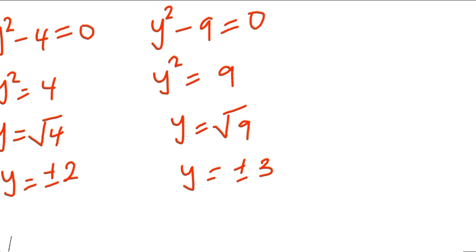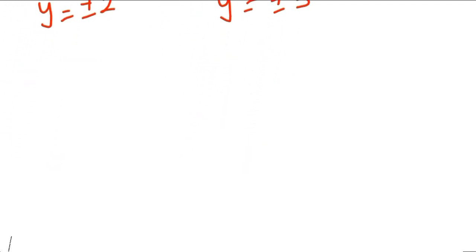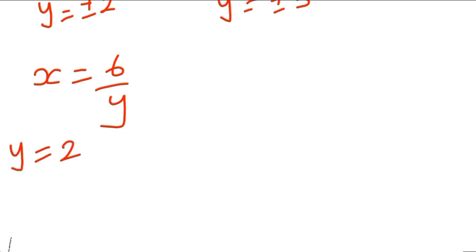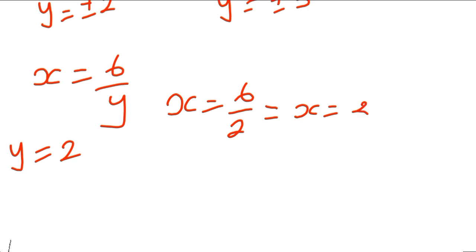Now, the question says we should solve for x and y. So we are going to solve for x. We already have that x is equal to 6 all over y. So here y is equal to 2, and we are going to substitute our y. So here we have x is equal to 6 all over 2, so x is equal to 3.